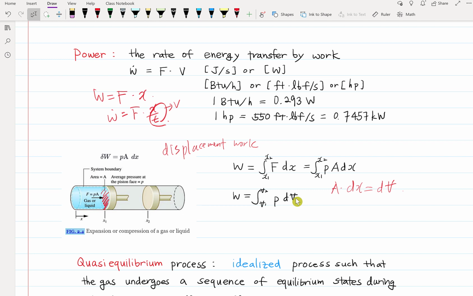There are different types of work, such as rotational work, like we just saw paddle work in the system, and also spring work, where a spring is connected to a piston cylinder system. Work is transmitted by torque on a rotating shaft, and work is done on a spring to compress or stretch it.